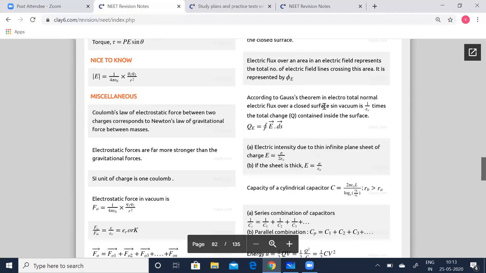According to Gauss's theorem in electrostatics, the total normal electric flux over a closed surface is 1 by epsilon 0 times the total charge Q contained inside, where phi E is equal to closed integral E vector dot ds vector. So by Gauss's theorem, you can understand this is Q by epsilon 0, or 1 by epsilon 0 times the total charge.